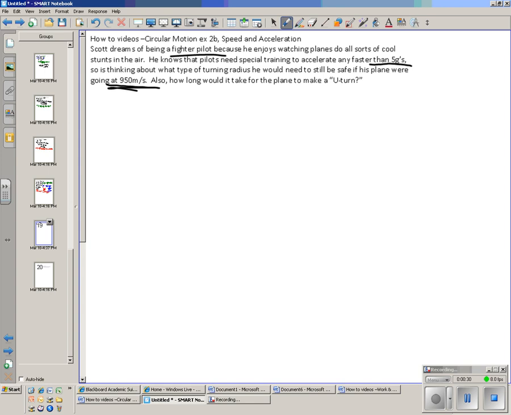So we imagine our plane, something like this, and it's going around and it needs to turn around like this. And of course, this is not at all to scale, but here is the turning radius. So we're trying to figure out how big that is.